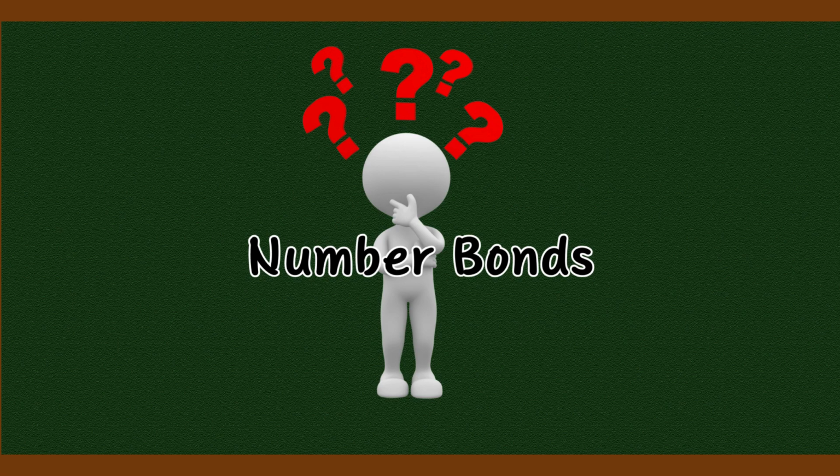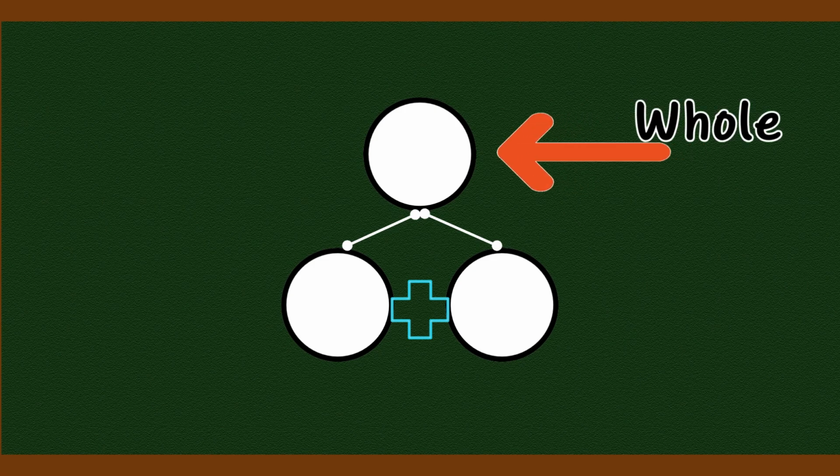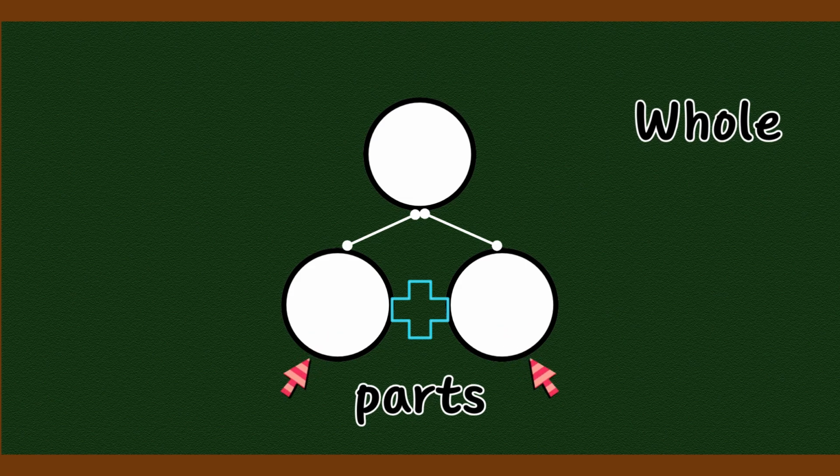So, what exactly are number bonds? Think of them as a way to show how numbers work together. A number bond has three parts: the whole number and its two parts. When you add the parts together, they make the whole number.